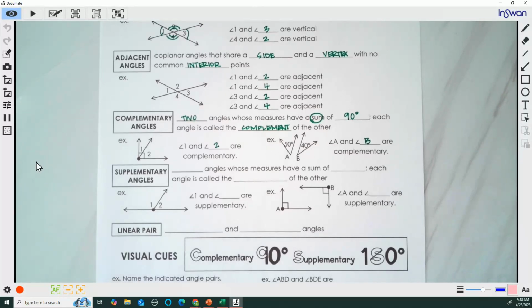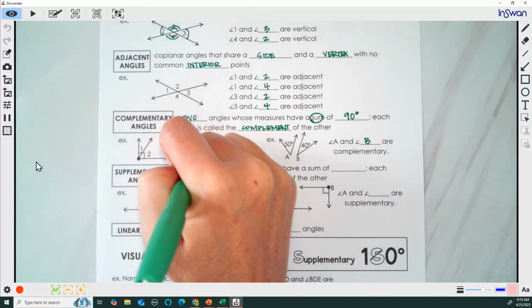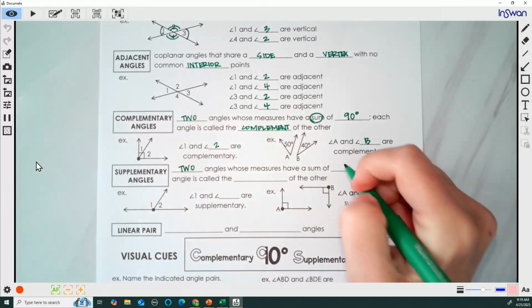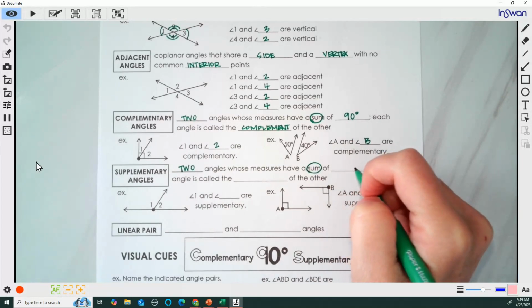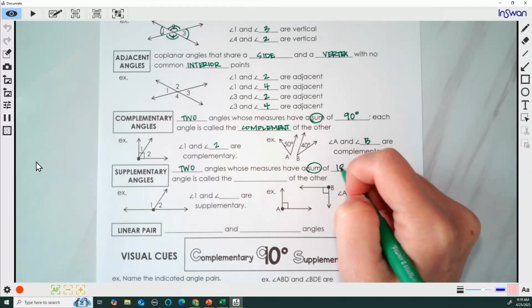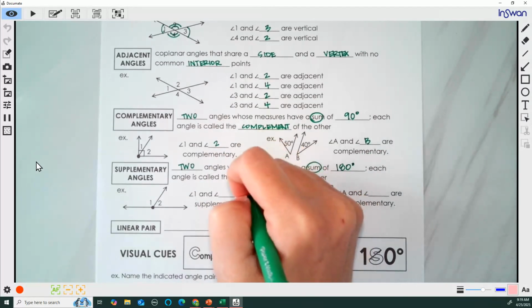Supplementary angles are similar, but just a little bit different. Supplementary angles are two angles whose measures have a sum. Again, we are adding up the measures of their angles. Their sum is 180 degrees. Each angle is called the supplement of the other.